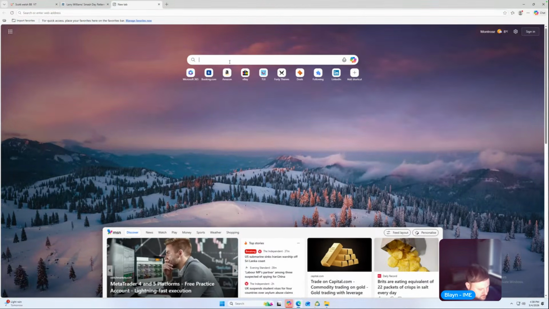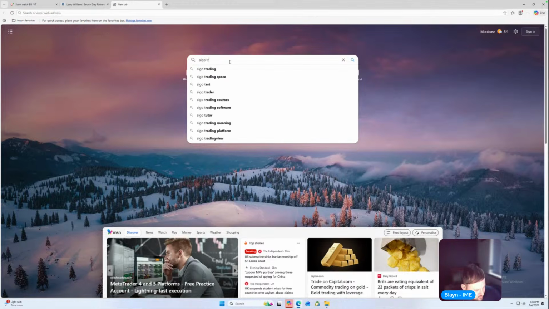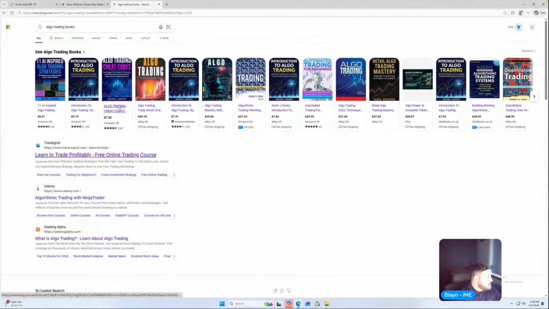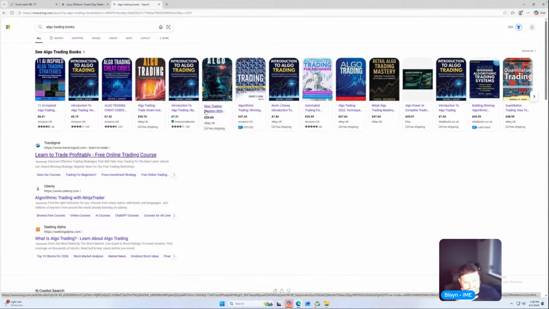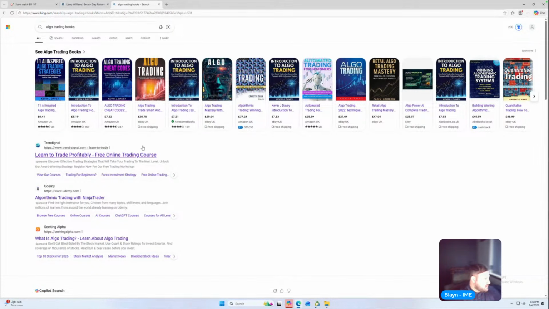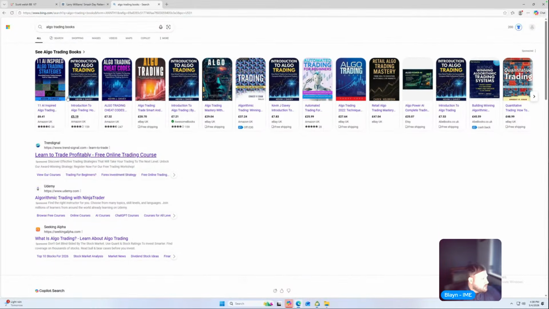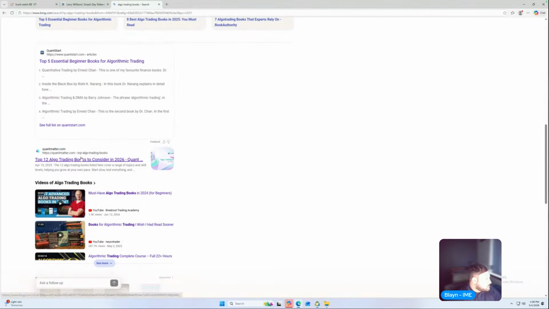So let's see. Algo trading books. And again, all you can do is go through, read some reviews, see if it actually gives you anything. If you can find it free online, it's up to you what you take. But again, you can just research any sort of book. Kevin Davey is really good. He's got quite a few. How many books does Kevin Davey have?